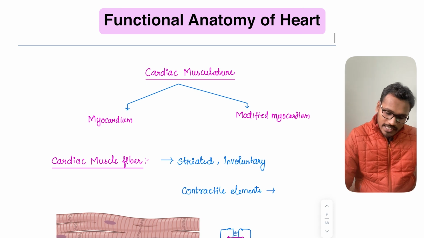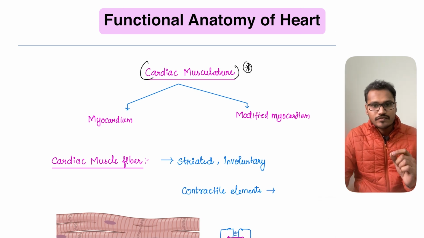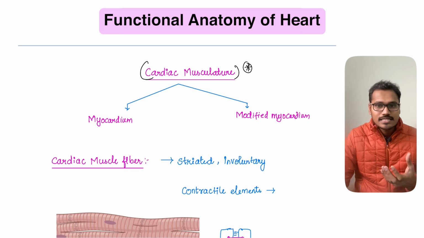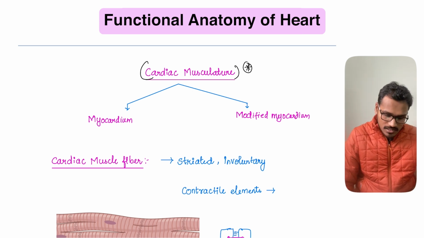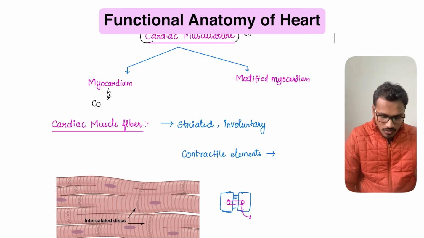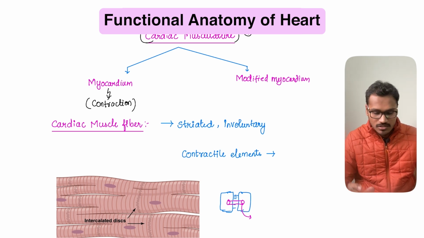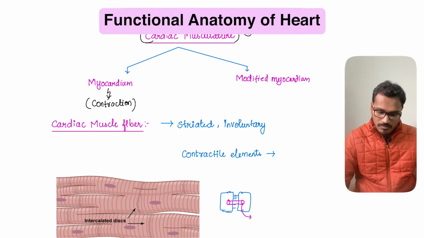Now coming to the cardiac musculature itself. The cardiac muscle is there, and out of this cardiac muscle there are some muscle fibers which are going to contract. That is called the proper myocardium. The function of this proper myocardium is nothing but contraction. So obviously the heart has to contract to send out the blood. So this is called contraction of the myocardium.